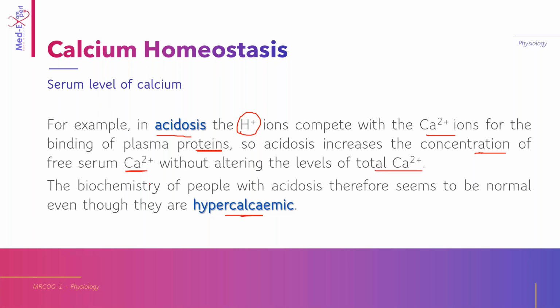So in acidosis, the hydrogen ions will compete with the calcium for the plasma proteins. So this will release the calcium from those plasma proteins, and the calcium will be free and biologically active. So in acidosis, even though they have a normal total calcium level, they are hypercalcemic. Is this part clear?